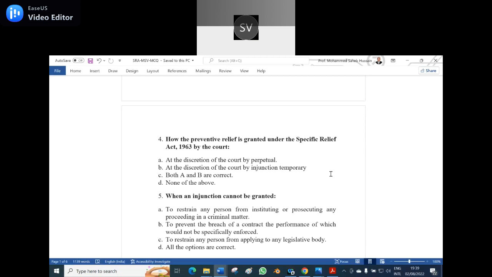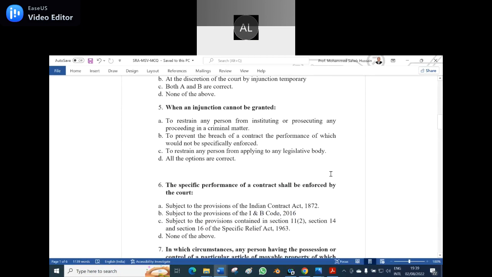Fifth question. When an injunction cannot be granted: option A, to restrain any person from prosecuting in a criminal matter. Option B, to prevent the breach of a contract, the performance of which could not be specifically enforced. Option C, to restrain any person from applying to any legislative body. Option D, all the options are correct. Yes, option D is the correct answer. All the options are correct.